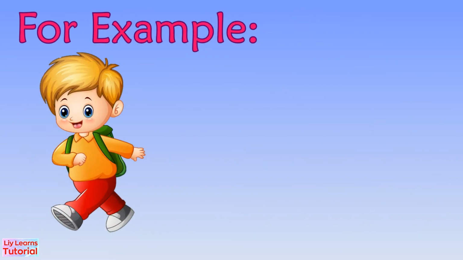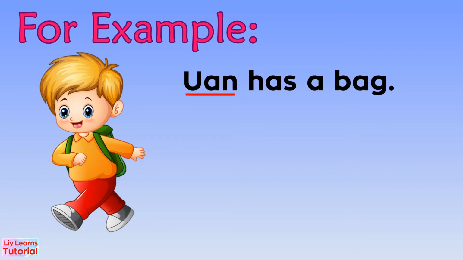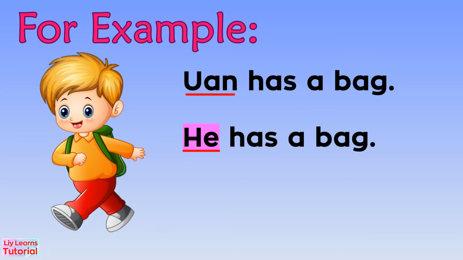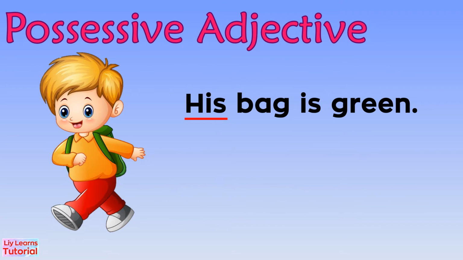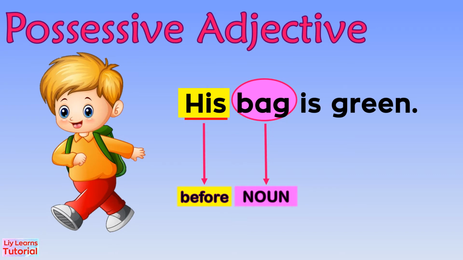Look at this boy. What does he have? Yuan has a bag. He has a bag. What color is his bag? His bag is green. We used his because we are talking about a boy. The possessive adjective his is placed before a noun in the sentence.